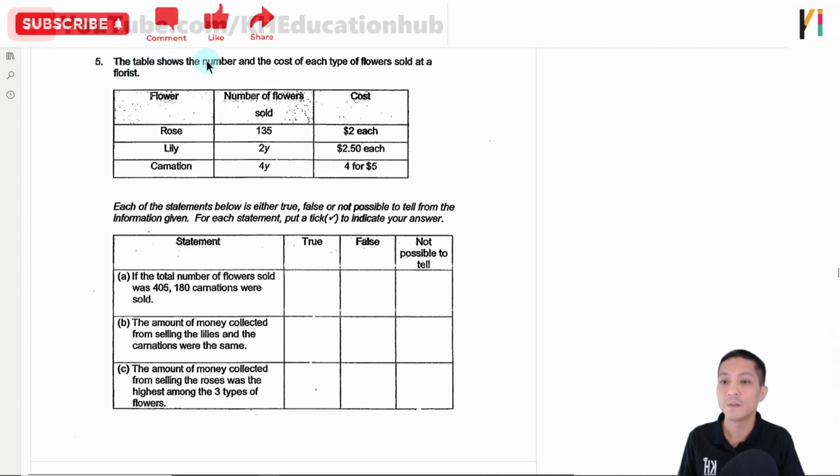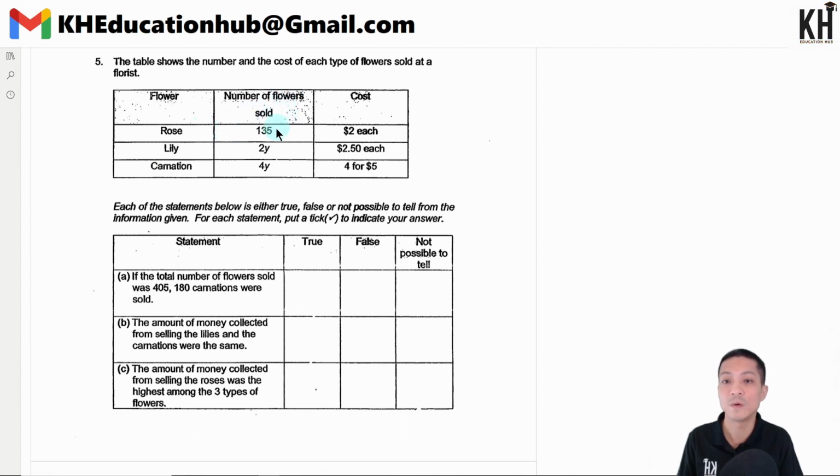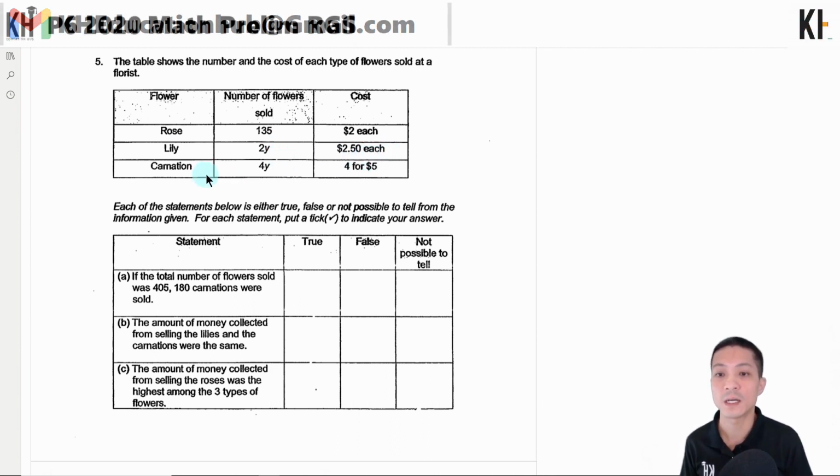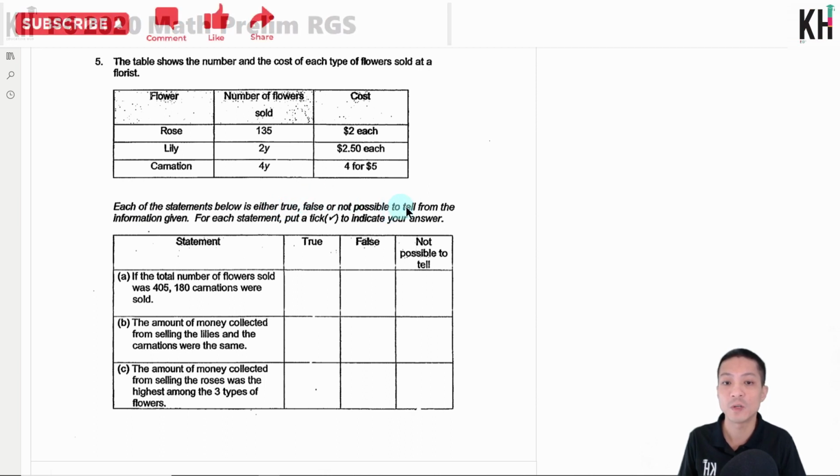Okay, question 5. The table shows the number and the cost of each type of flower sold at the florist. So there is a rose, lily, and carnation. The number of flowers sold for rose is 135 at $2 each. Lily is 2Y at $2.50 each, and carnation is 4Y at 4 for $5. For each of the following statements below, it is either true, false, or not possible to tell from the information given. For each statement, we need to put a tick to indicate our answer.